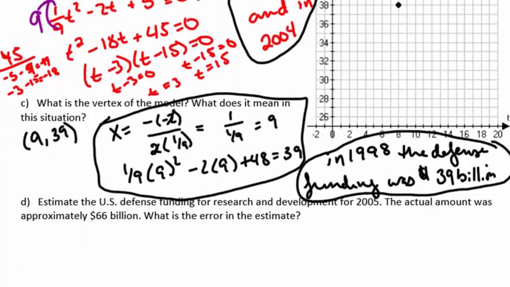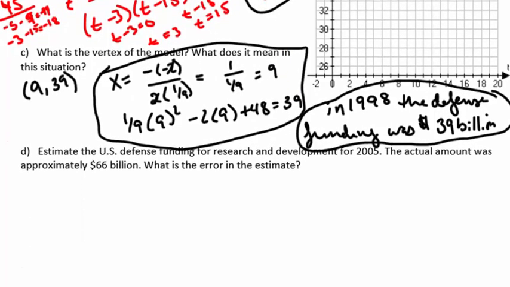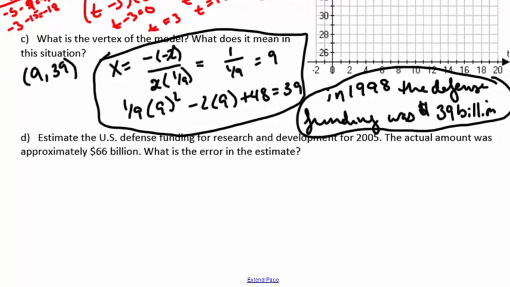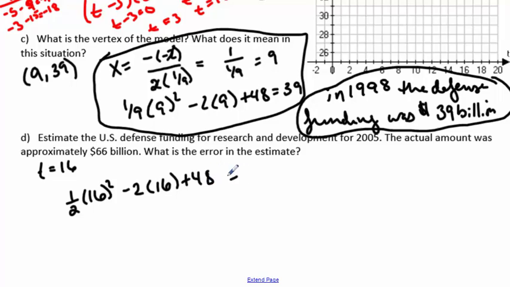In Part D, we want to estimate the U.S. defense funding for research and development in 2005, and then the actual amount was $66 billion, so we want to calculate the error in the estimate. All right, so 2005 corresponds with the t value 16. So if I plug 16 in for t, we're going to have 1/2 times 16 squared minus 2 times 16 plus 48. If you simplify that, you're going to get 44. So that's 44 billion.